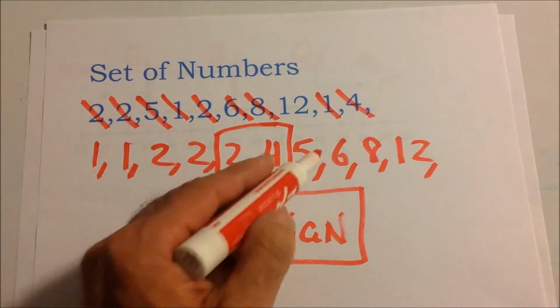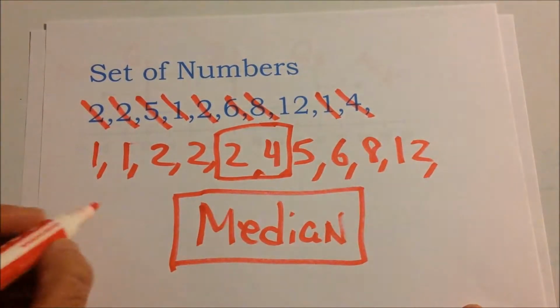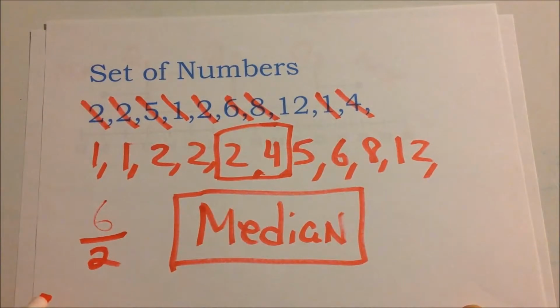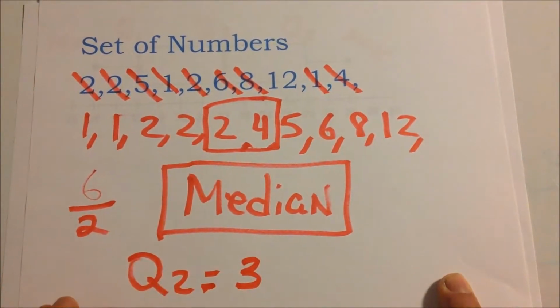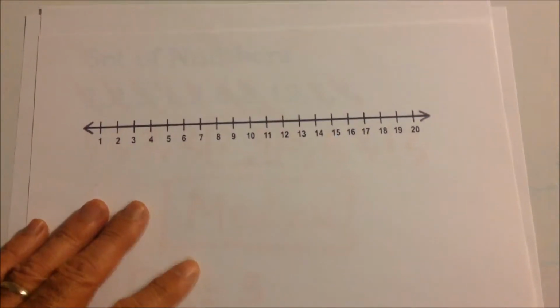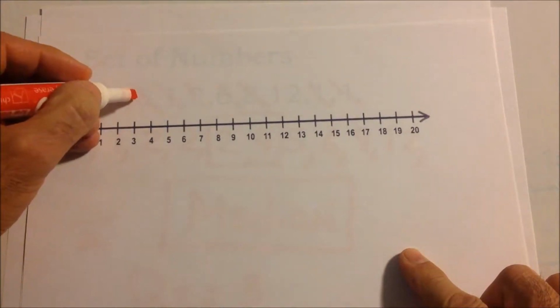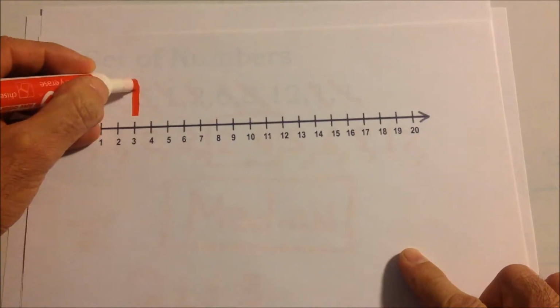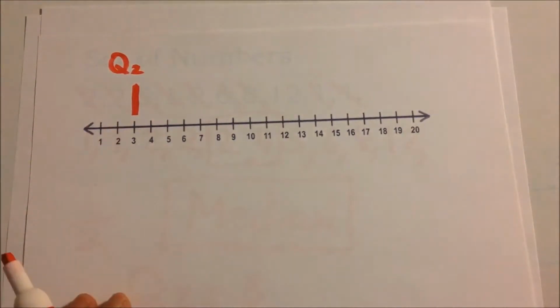There are 4 to the left, 4 to the right. So we have to add 4 and 2 together. We get 6, and we just divide that by 2. So our median, our second quartile, is 3. So the 3 is the median. Now if I have a number line here, I know that 3 is my second quartile, or the median, so I'm going to put a line right here. That represents Q2, the second quartile, the median.